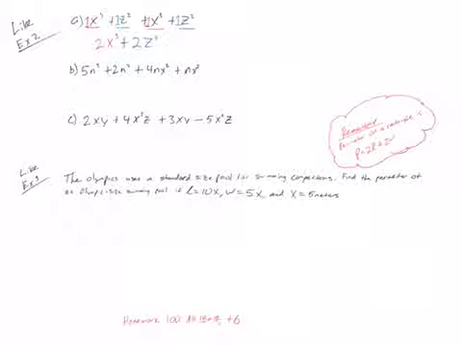And I cannot combine the x cubes with the z squareds. So that's going to be my answer right there. Alright, this next one is 5n cubed, 2n squared plus 4nx squared plus nx squared.